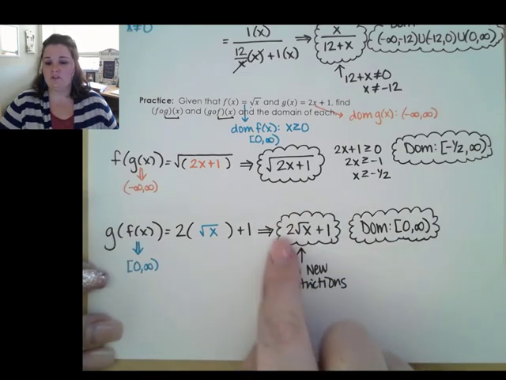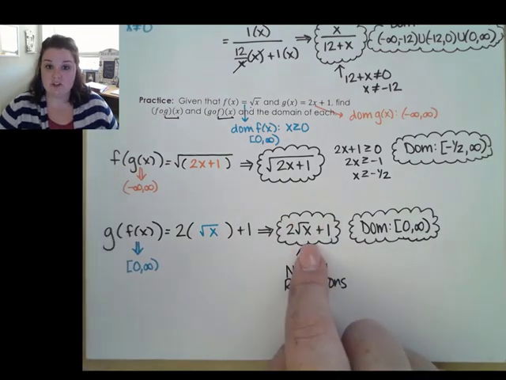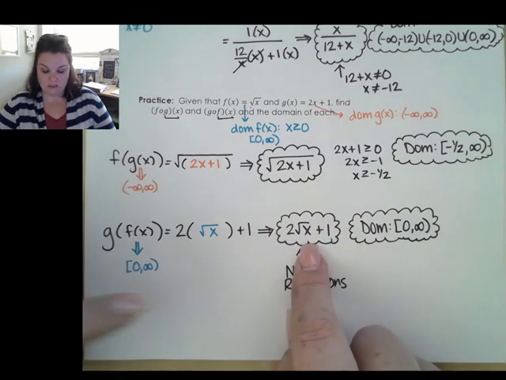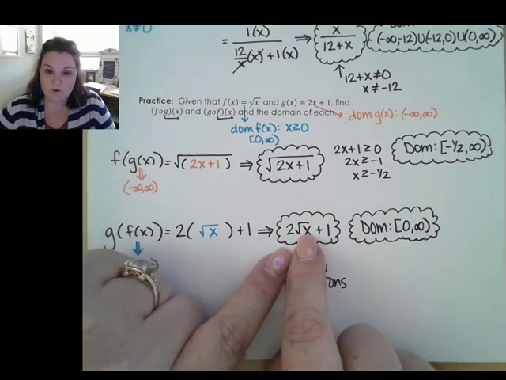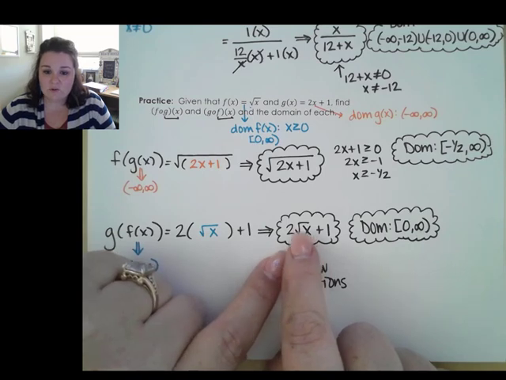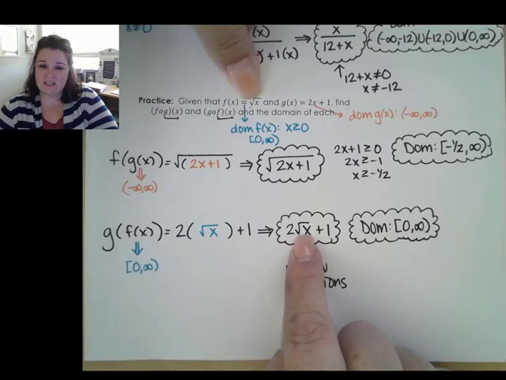And even though there's no simplifying to be done, this is my final answer, I do need to make sure I find the domain of this function. So this function does have restrictions, right? It has the square root of x. But notice the square root of x was also the original restriction that we had.